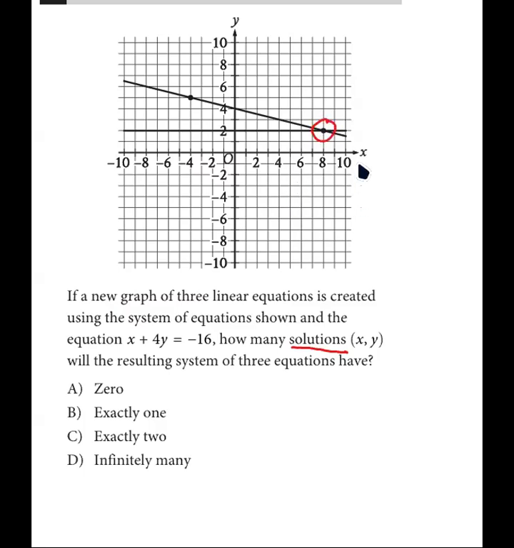So we just have to check this point in this equation. So in this case, we have x is 8 plus 4y is 2. So 4 times 2 is 8 equals negative 16. 16 equals negative 16. This is false. So that means this equation does not pass through this point, which means that the resulting system of equations has zero solutions.